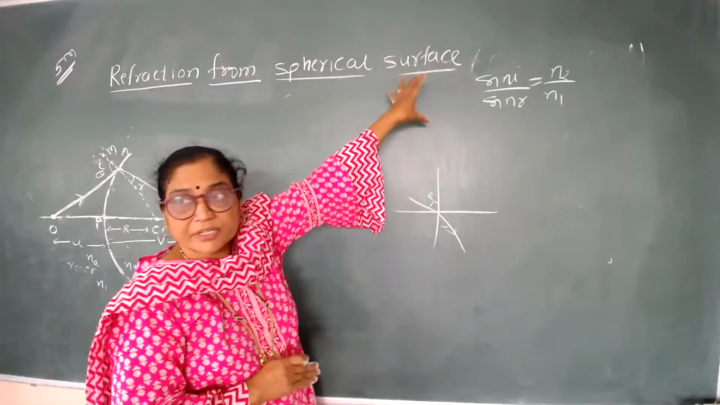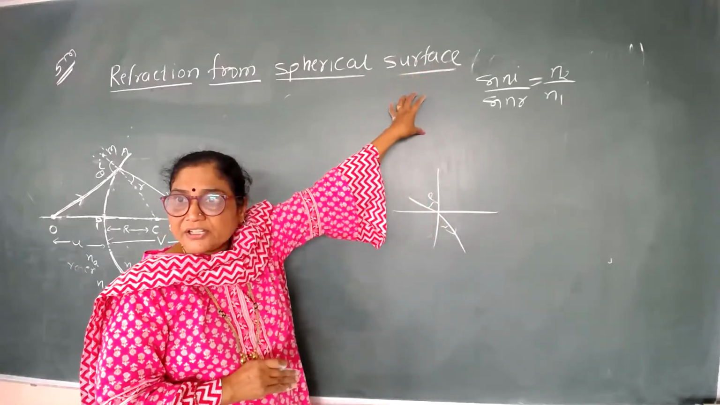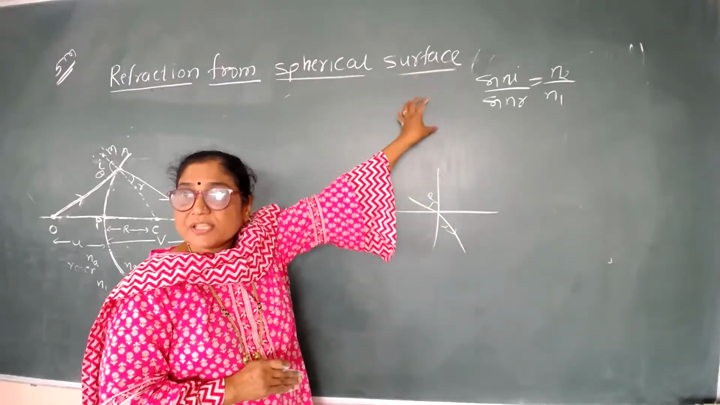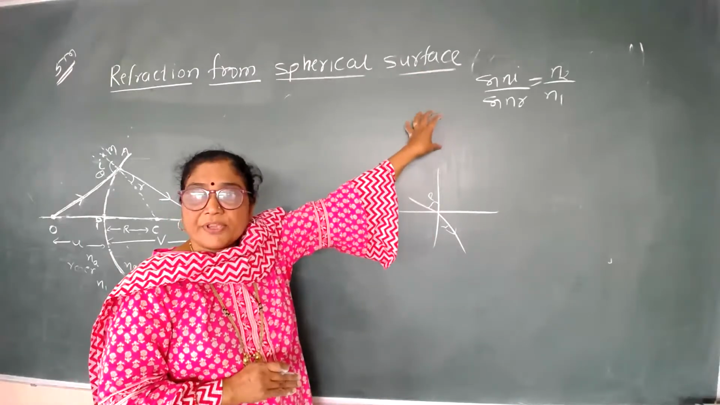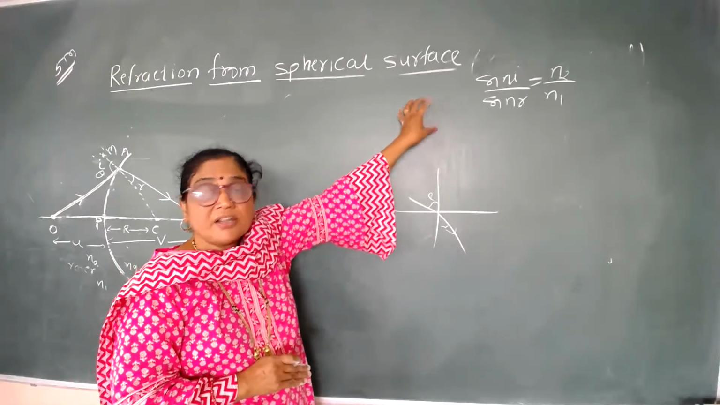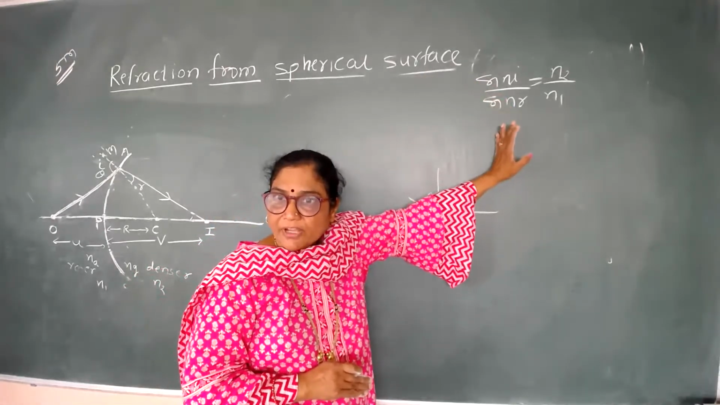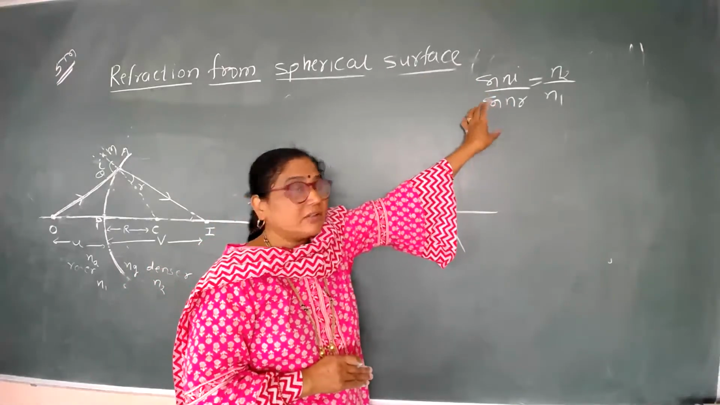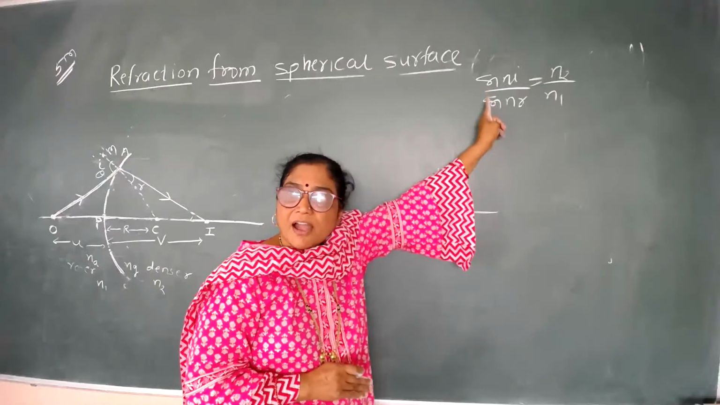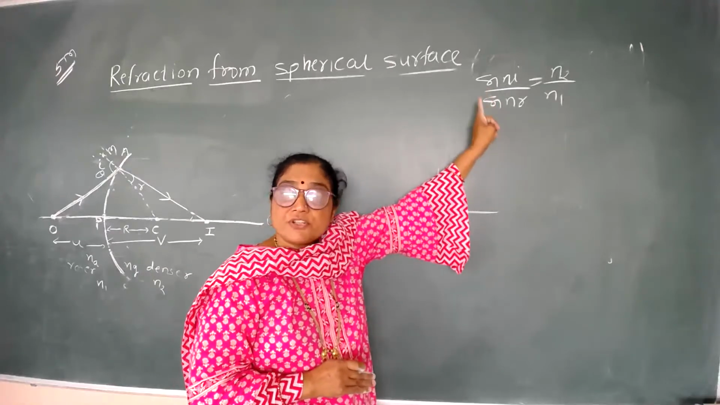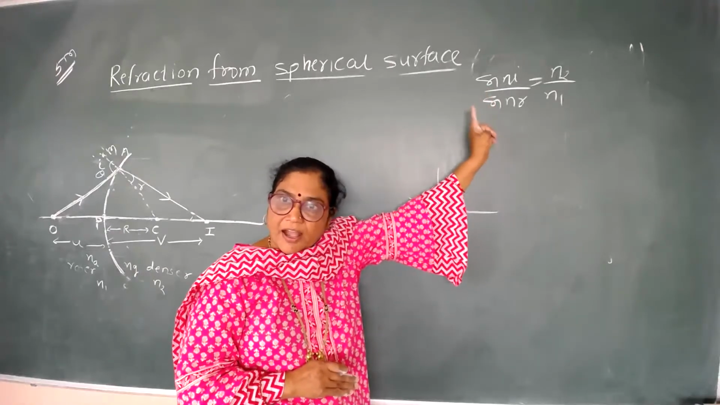Remember which formula has to be applied in this derivation: we use Snell's second law of refraction. What is the law here? Sin i by sin r is equal to n2 divided by n1. To do this derivation, which values do we need? i and r. So first we find out the values of i and r.